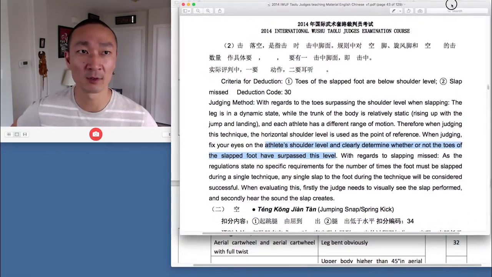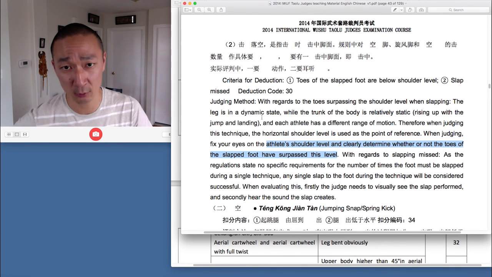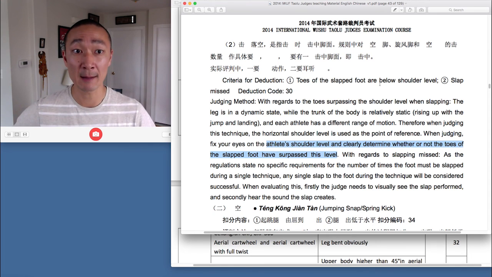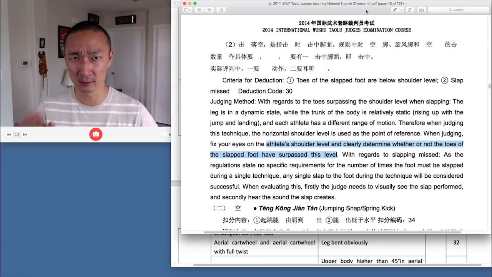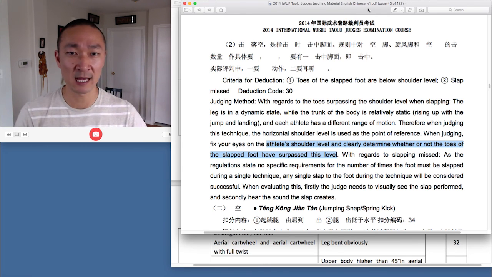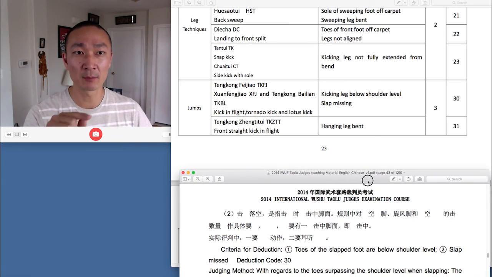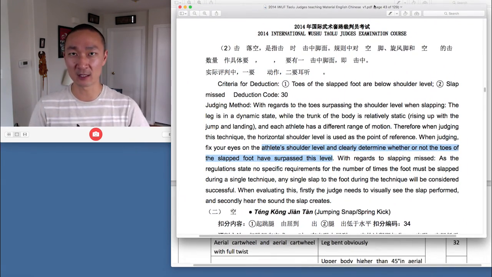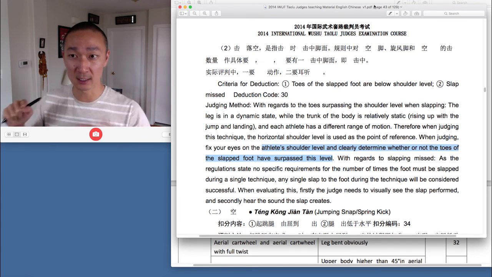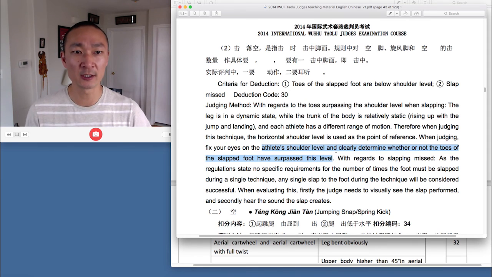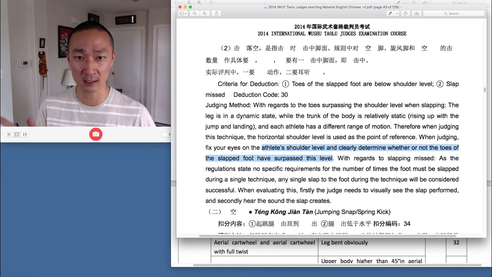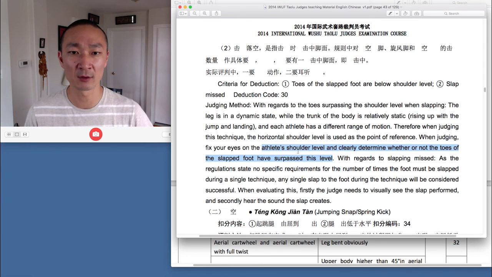We're going to jump over now to the judges course book for the code 30. Again, it says here the toes of the slapped foot are below shoulder level, which has a little bit better description for that requirement of being at shoulder level, and also the slap miss. So here it says kicking leg below shoulder level. What that actually means is that the toe, like if I'm kicking with my right leg, that the toe of the kicking foot is above shoulder level. The judge is to determine whether or not the toes of the slapped foot, the foot of the kicking leg, have surpassed the level of the shoulder.